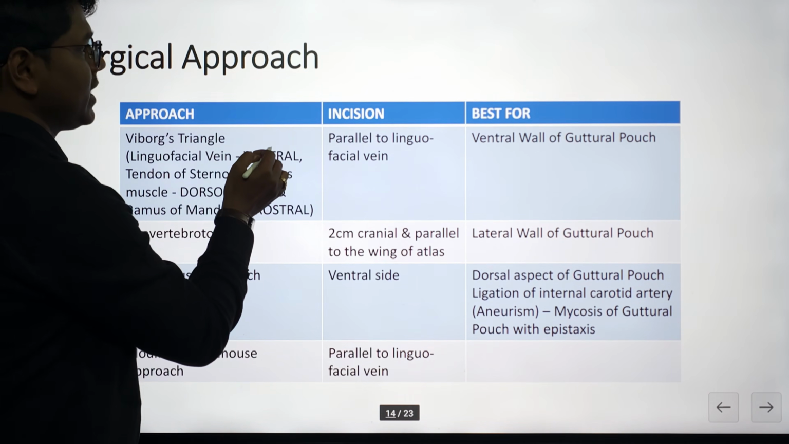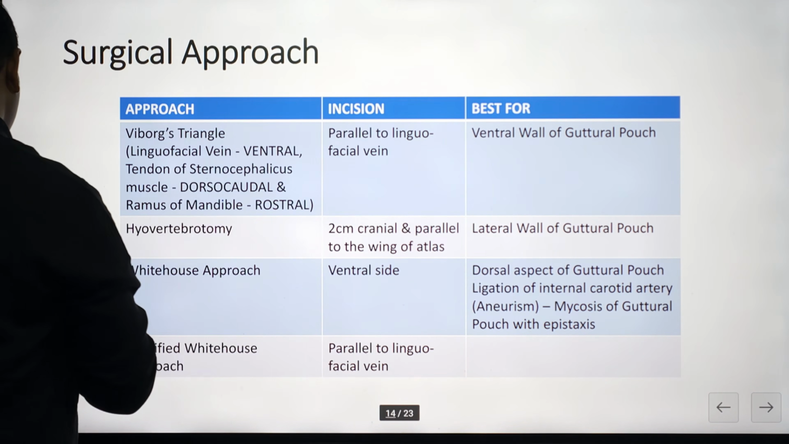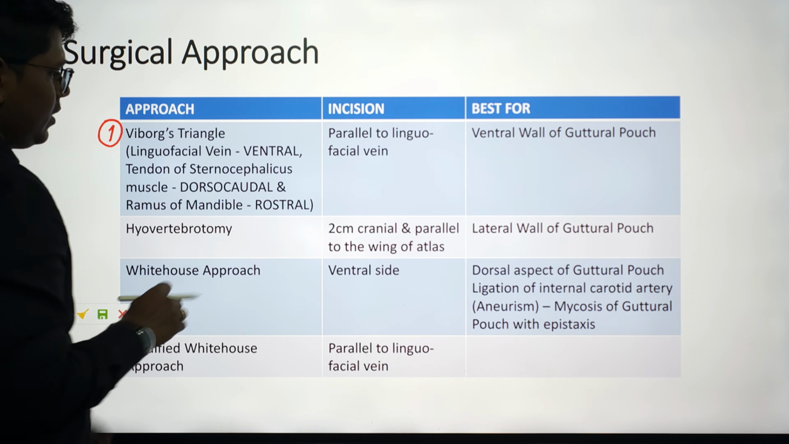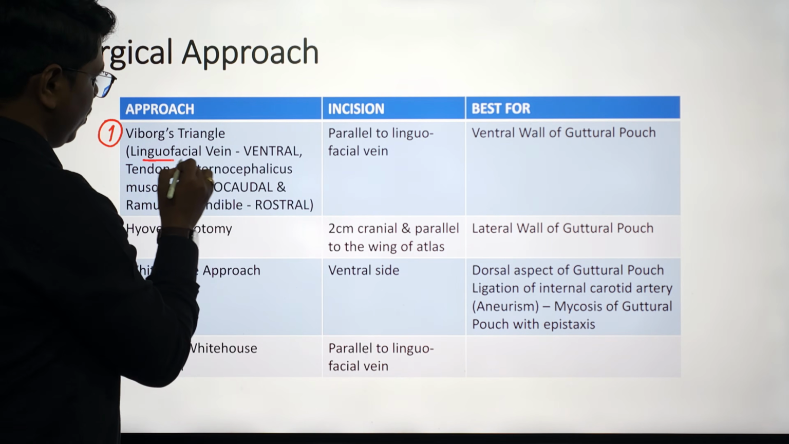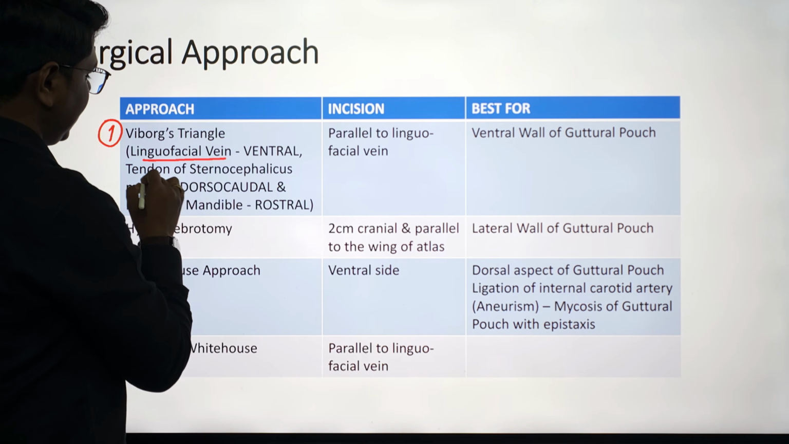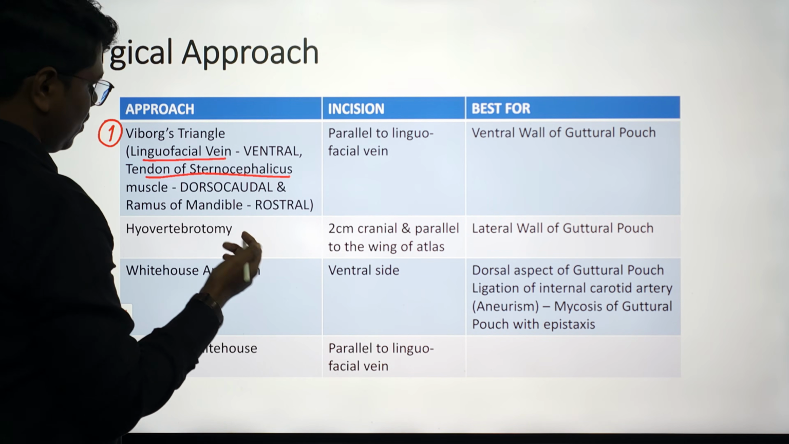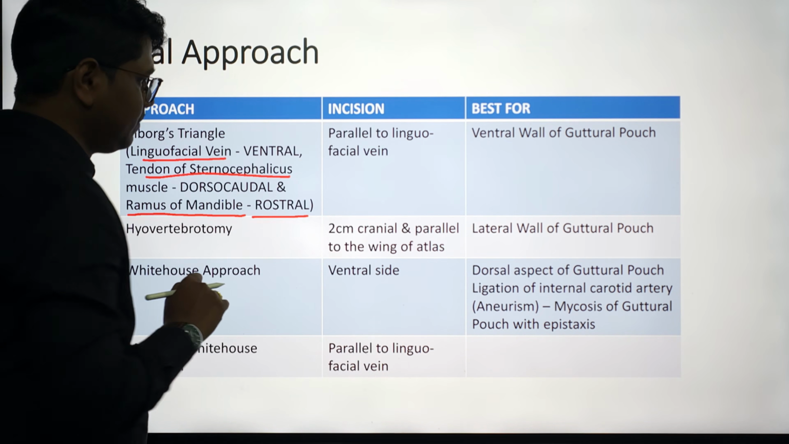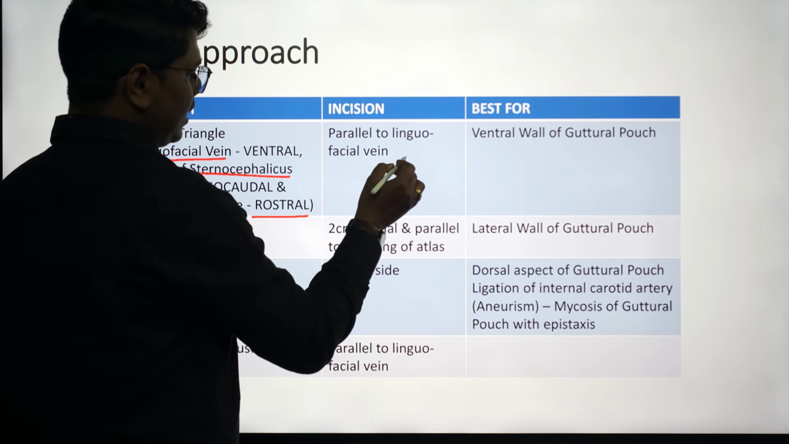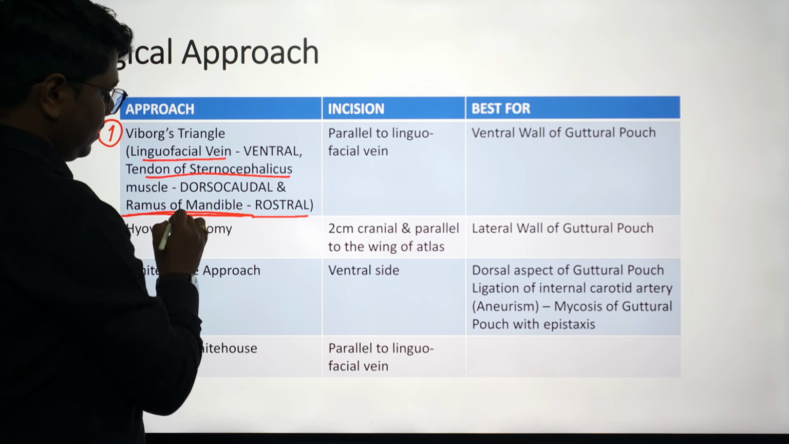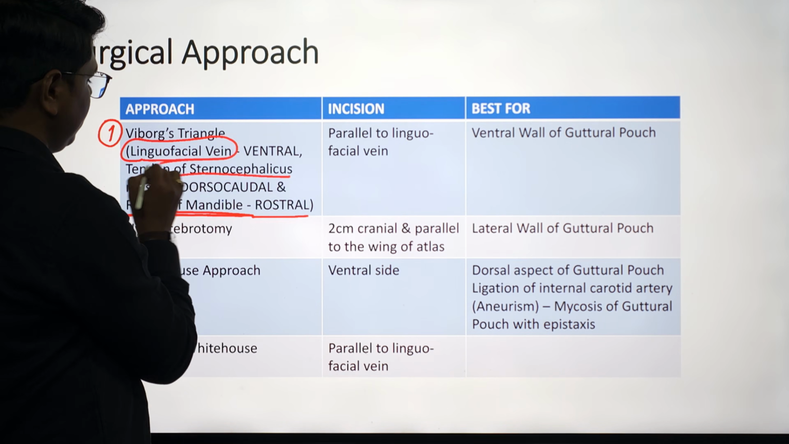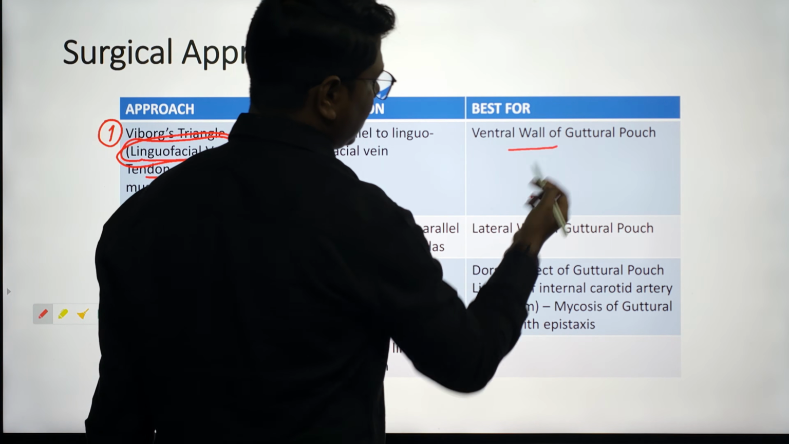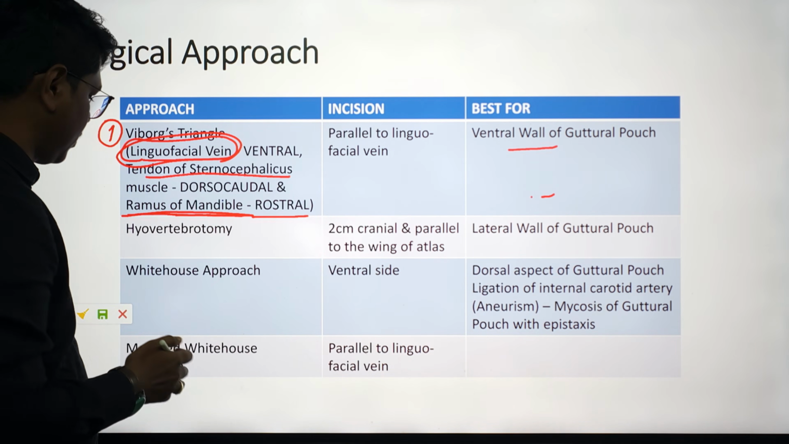Now the surgical approach, there are 4 different approaches. First one is the Viborg triangle. The triangle is formed by the linguofacial vein on the ventral side, the tendon of the sternocephalicus on the dorsocaudal side, and the ramus of the mandible on the rostral side. We will see the image, don't worry. The incision is given parallel to the linguofacial vein. We will see the image also. It is best for approaching the ventral wall of the guttural pouch.